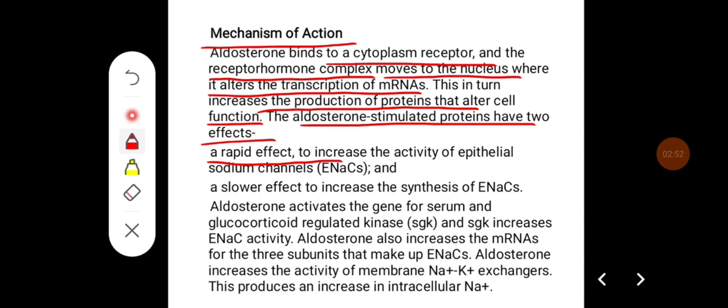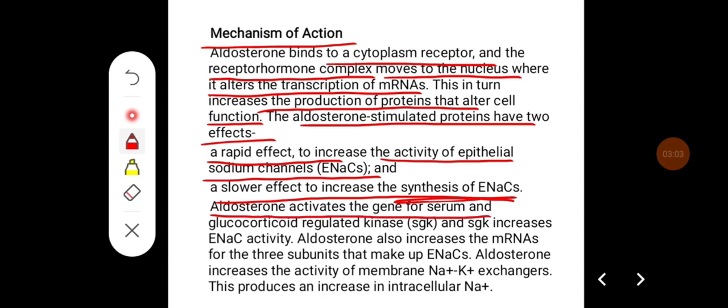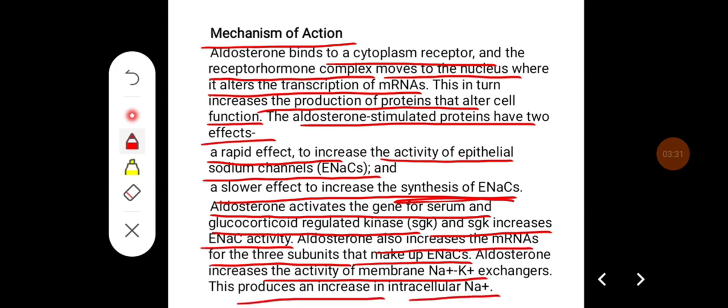An initial rapid effect to increase the activity of epithelial sodium channels, and a slower effect to increase the synthesis of epithelial sodium channels themselves. Aldosterone activates the gene for serum and glucocorticoid regulated kinase, and this SGK increases epithelial sodium channel activity. Aldosterone also increases mRNA for 3 subunits that make up epithelial sodium channels. And aldosterone also increases the activity of membrane sodium-potassium exchangers, and this produces an increase in intracellular sodium.